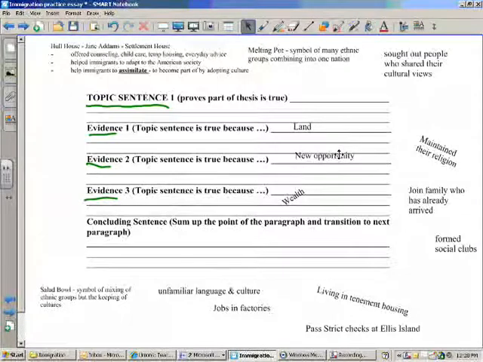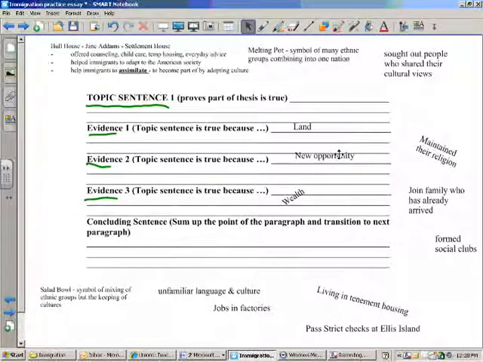Okay. Now, there's still a lot more information that surrounds here. Do any of them help us understand why they came? Not what it was like once they got here, but why they came. We have melting pot, but that's kind of about once they got here. Salad bowl down here, and again, that's kind of once they got here. They had an unfamiliar language and culture, but it's not unfamiliar until they get here. Now, jobs in a factory, that sounds like something they do when they get here.